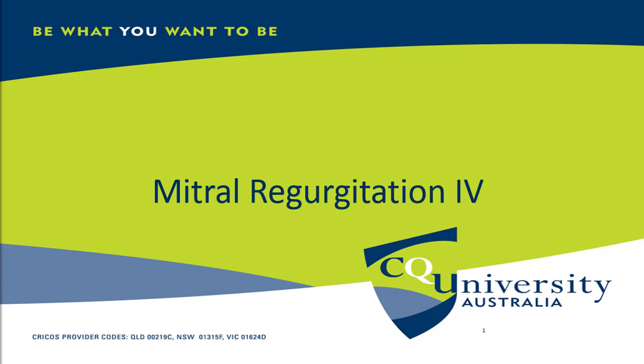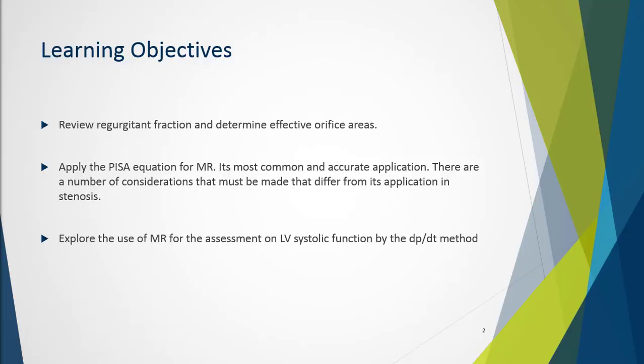And this is our fourth and final lecture on mitral regurgitation. With this lecture, we'll review the regurgitant fraction calculation and look at ways of determining the effective orifice area. We'll apply the PISA equation for mitral regurgitation, its most common and accurate application. There are a number of considerations that must be made that differ from its application when it comes to stenosis. Then we'll explore the use of MR for the assessment of LV systolic function by the dP/dt method.